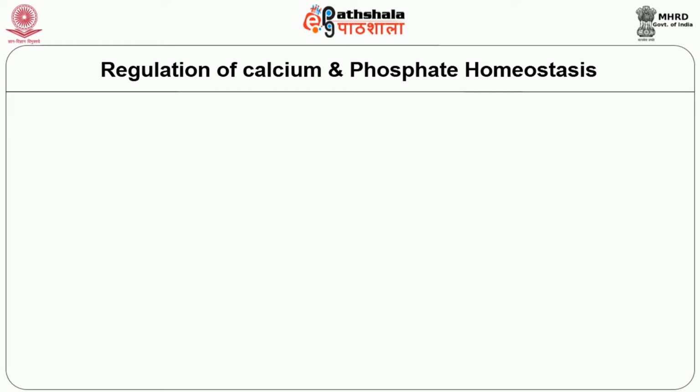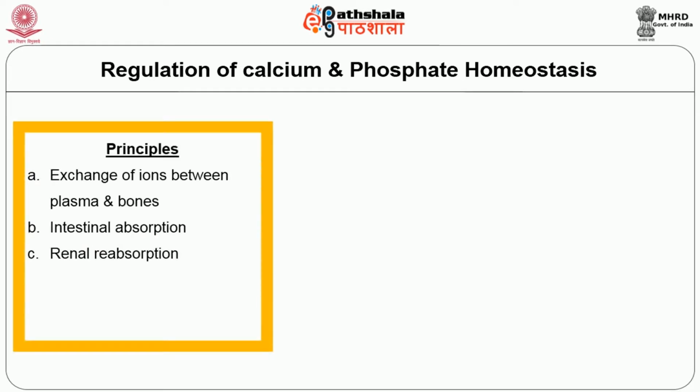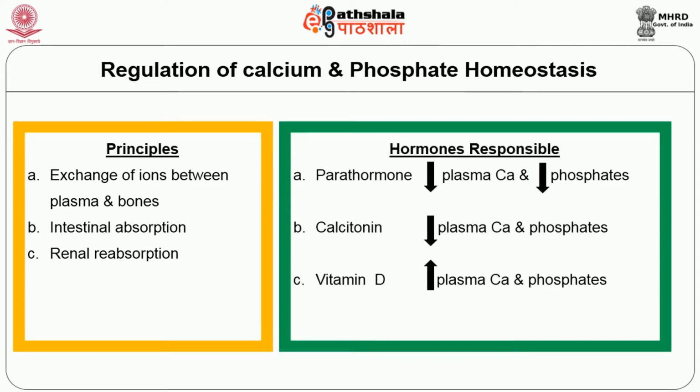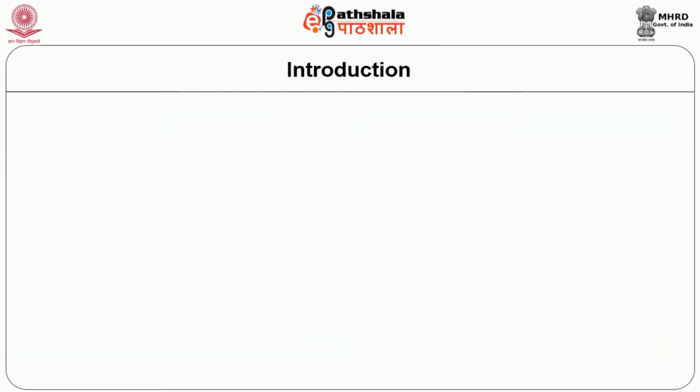Calcium and phosphates in the human body are regulated by three major mechanisms. Number one, they are controlled through the exchange of ions between the plasma and bones. Number two, the intestinal absorption of these ions can be increased or decreased. Number three, reabsorption can also be increased or decreased. There are three major hormones which control these mechanisms. The parathyroid hormone or parathormone increases plasma calcium concentration, whereas it decreases phosphates. Calcitonin decreases plasma calcium and phosphates, whereas vitamin D increases both plasma calcium and phosphates.